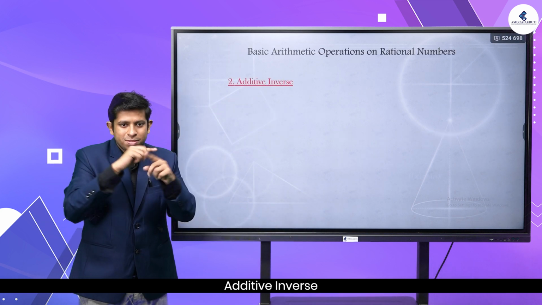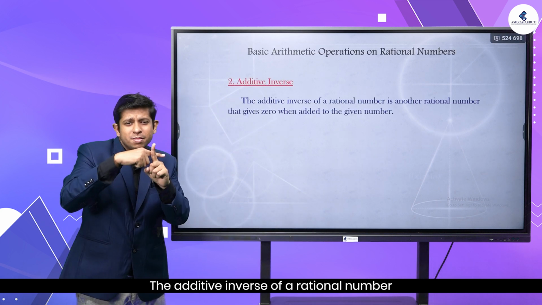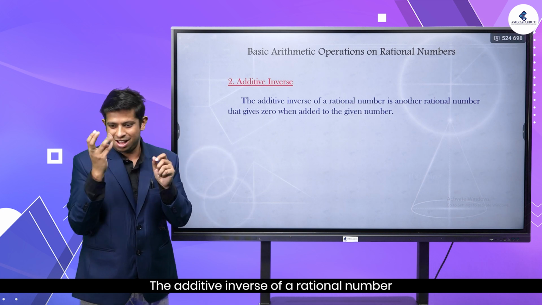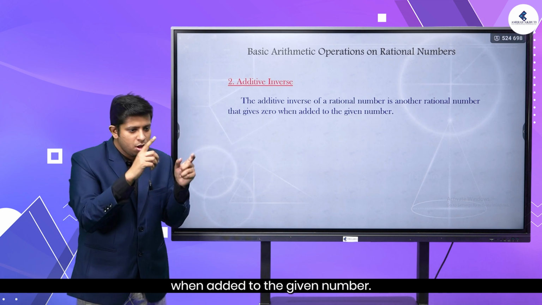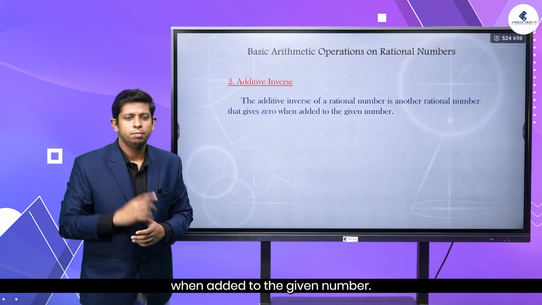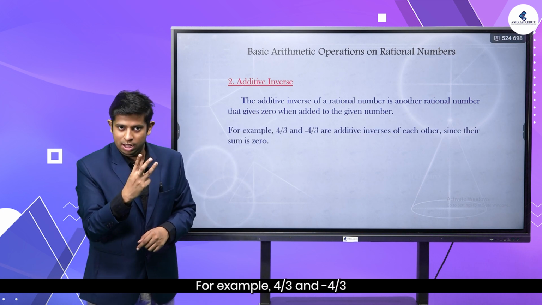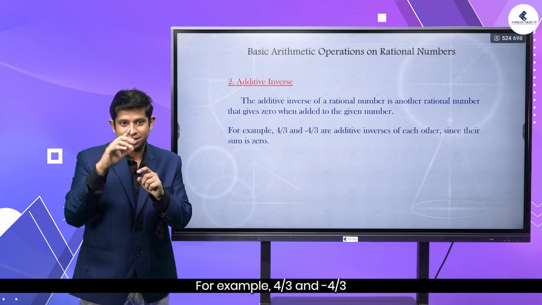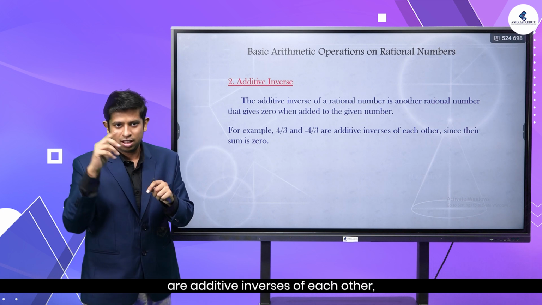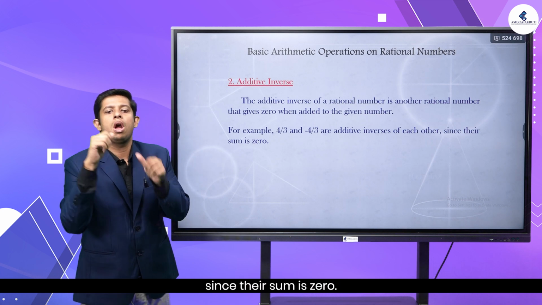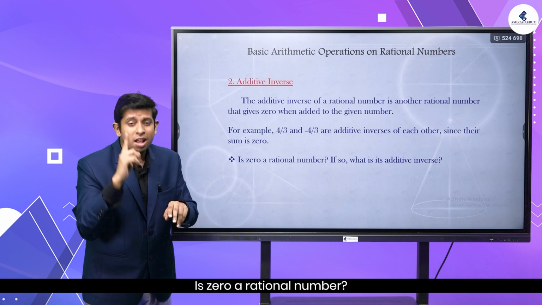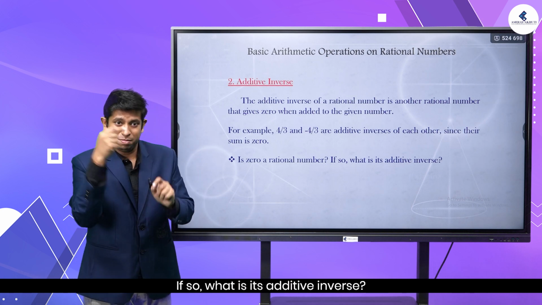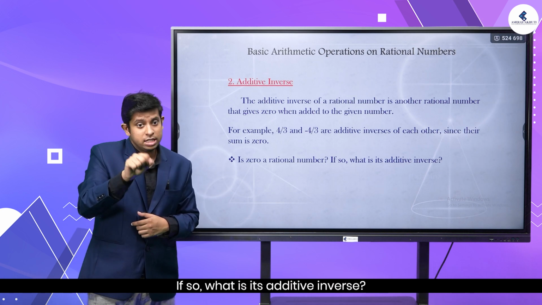Additive inverse. The additive inverse of a rational number is another rational number that gives 0 when added to the given number. For example, 4 by 3 and minus 4 by 3 are additive inverses of each other since their sum is 0. Is 0 a rational number? If so, what is its additive inverse?